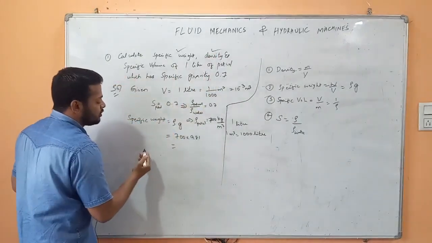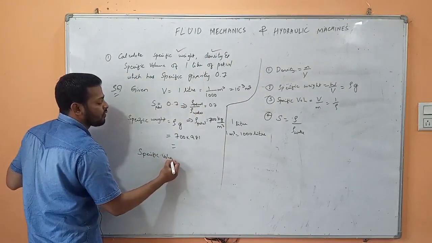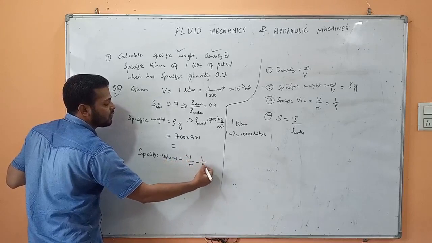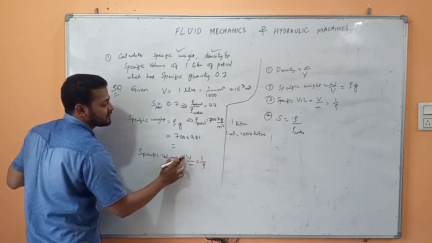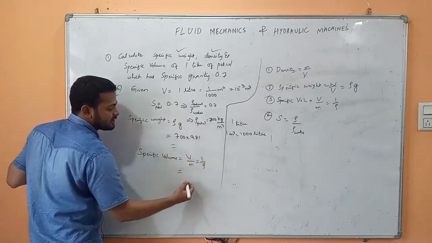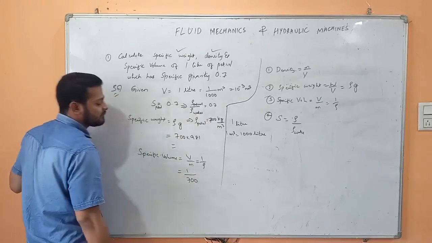Next is specific volume. Specific volume is volume by mass or 1 by rho, because mass by volume is density. So it's the reciprocal of density. So once we get the value of density, we can find out all the remaining properties. So this is 1 by 700.